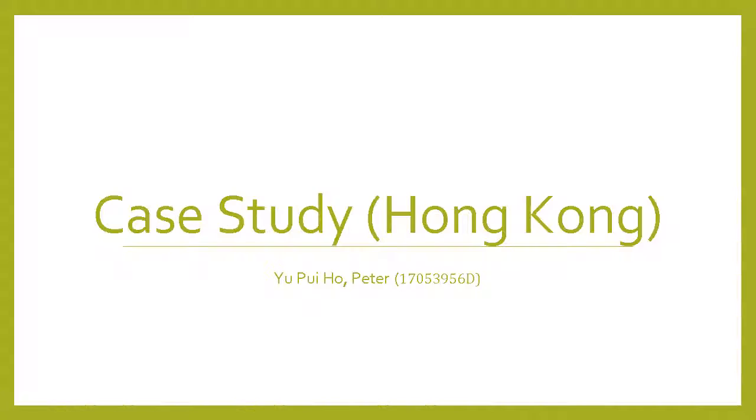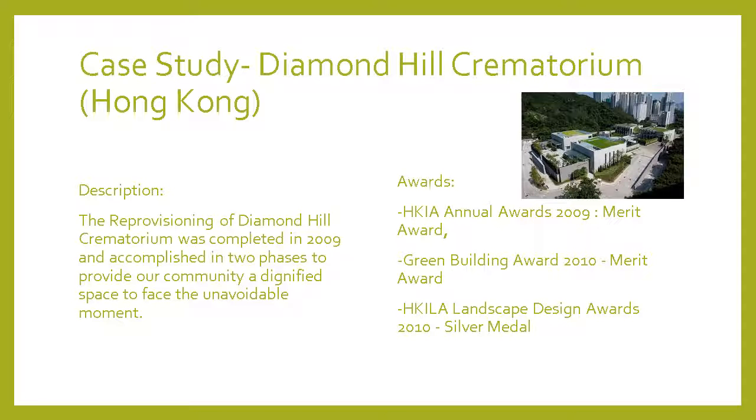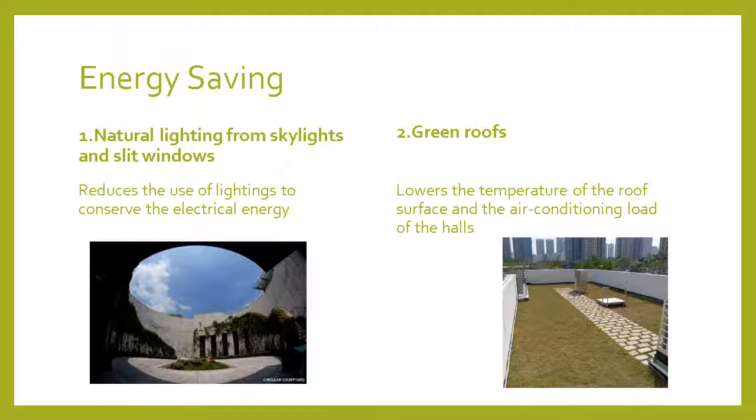For the case study, we will look into the Diamond Hill Crematorium in Hong Kong first, and it was completed in 2009 and it was awarded in 2009 and 2010 due to its green features. For energy saving, it used the natural lighting from skylights and slit windows to reduce use of lightings to conserve the electrical energy. It also makes use of green roofs to lower the temperature of the roof surface and the air conditioning loads of the hall.